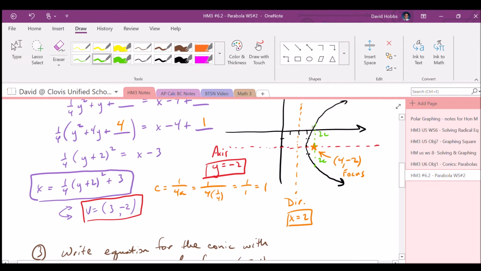So this point right here, the focal chord endpoint, should be 4, 0, because it's up 2 from the focus, since c is 1. And this point right here should be 4, -4, because it would be down to total length of 4c. c is 1, so 4 times 1 is 4. And the distance from -4 to 0 is a distance of 4. So you can see there are my focal chord endpoints.